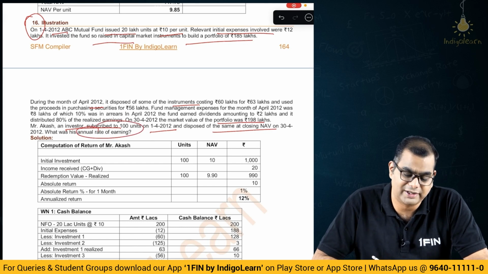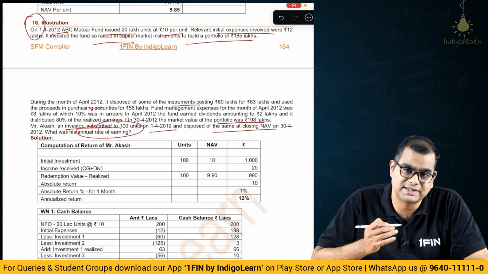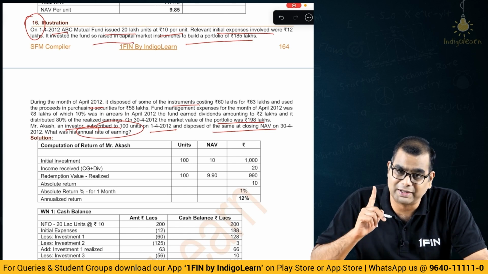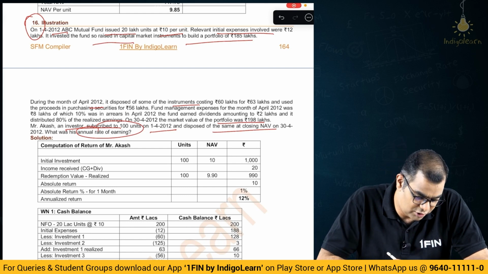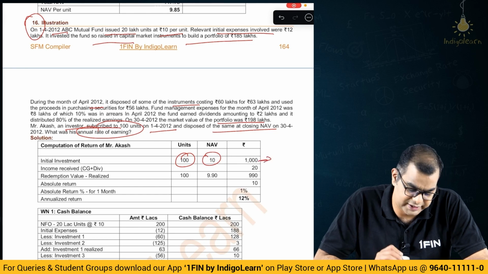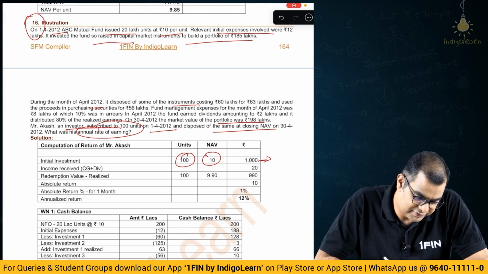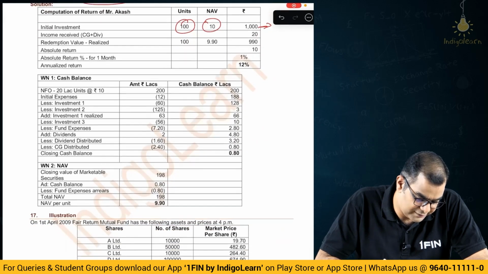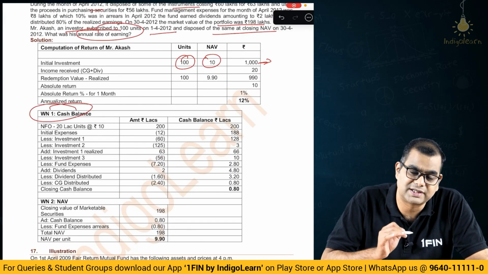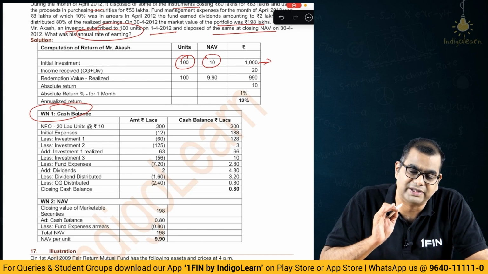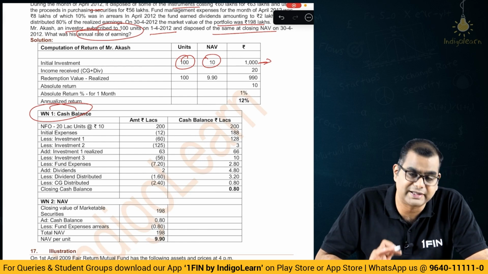So, to compute the annual rate of earning, you have to figure out the opening NAV versus the closing NAV. The increase is basically the monthly return. That monthly return you multiply by 12, and you get the annual return. Now, what is the initial investment? 100 into 10 is 1000. That is what he did. What is the income and dividend received? We will come to that. For all of that, we will first have to work out the fund's cash balance, or the fund's NAV. Without computing the fund's NAV, nothing can be done.